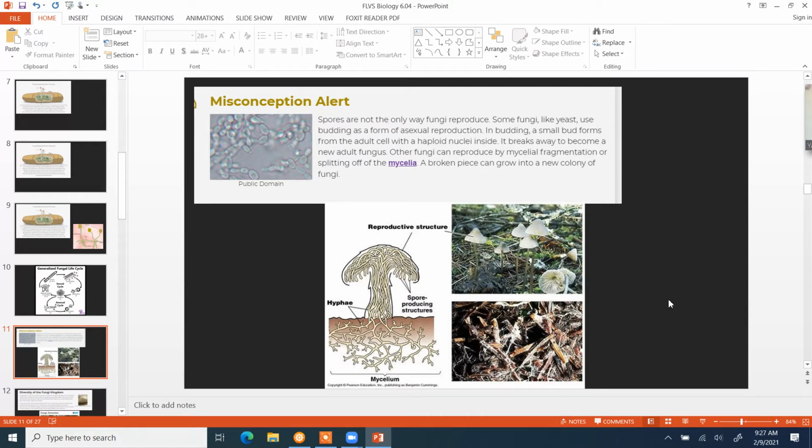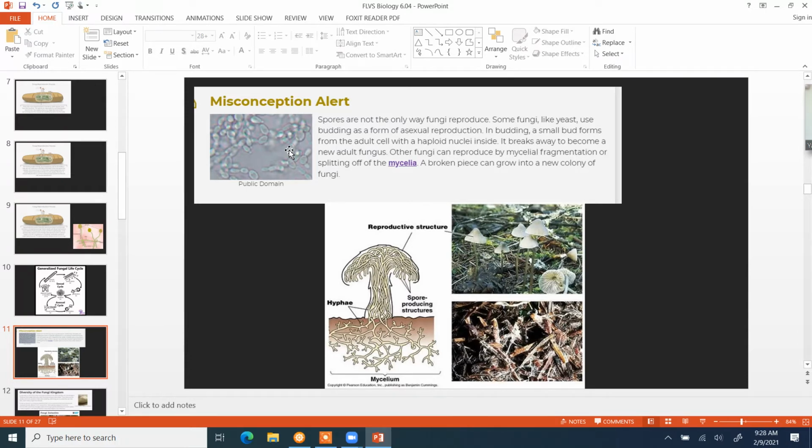Now, not all fungi reproduce using spores. Mostly when you think of fungi, you think of spores. Like if you have bread mold, some black dust comes off of it, or if you hit a mushroom, a bunch of spores come out of it. But that's not the only way fungi can reproduce. Some fungi, like yeast, use budding. What does that mean? It just means that one cell turns into two cells.